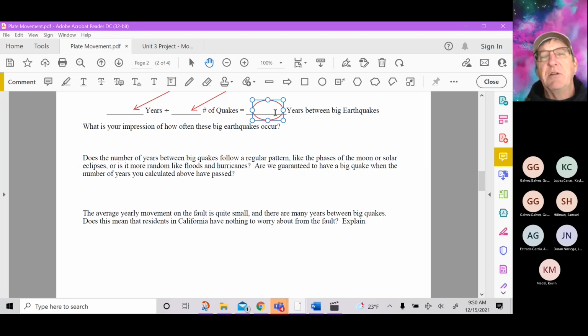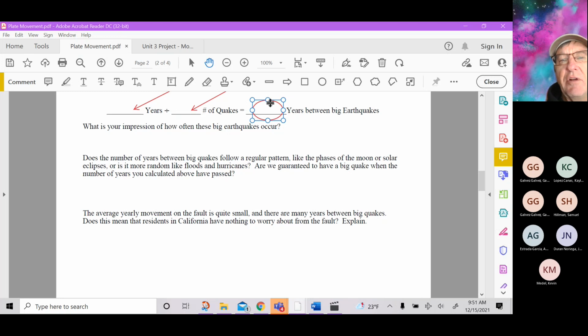It might not have one for 700 years. On the other hand, in another time, it might have three in a row. Might have one in 2032, 2033, and 2034. Might get three big ones in a row. But the average ends up being 350 years between big quakes. Again, that might not be your answer, and that's okay, but it should be kind of like that.